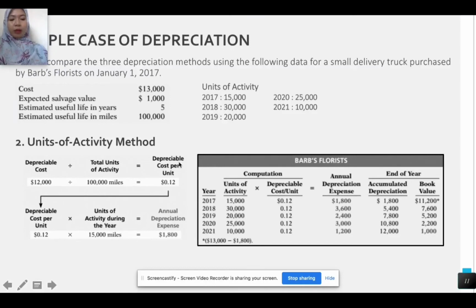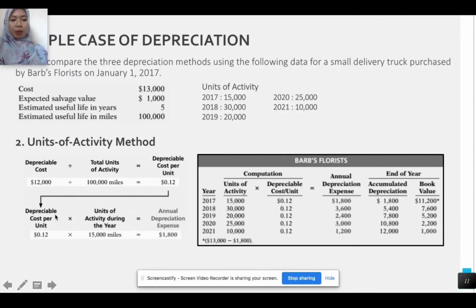First step, we must calculate depreciable cost per unit. The formula is depreciable cost divided by total units of activity. So depreciable cost is the same as with the first method. It is $12,000 divided by 100,000 miles. So depreciable cost per unit is $0.12.